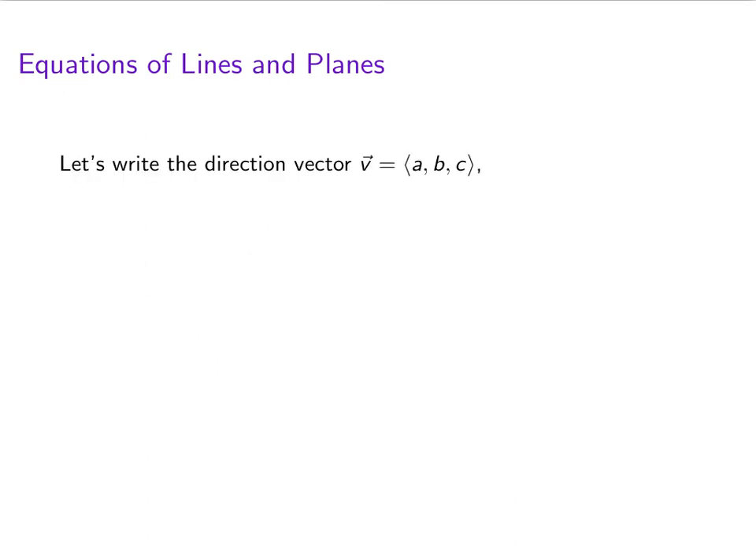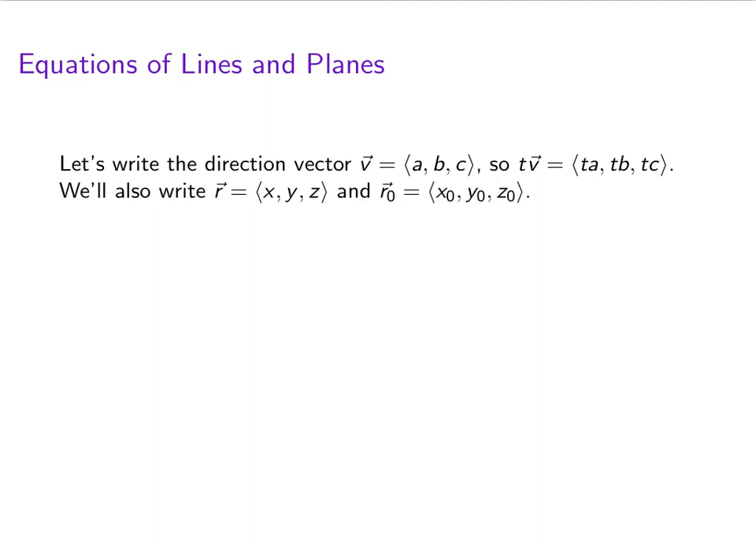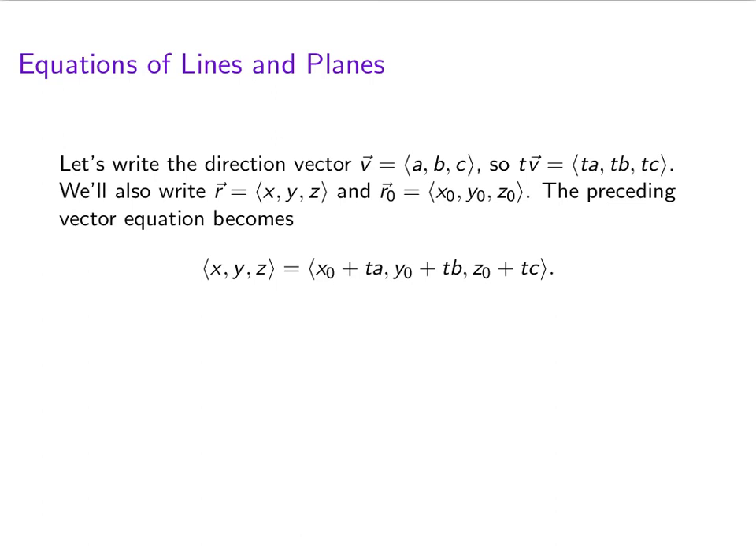Now let's go ahead and write our direction vector in component form as ⟨a, b, c⟩. So t times the vector V is ⟨ta, tb, tc⟩. Now we'll also write r as an arbitrary vector ⟨x, y, z⟩, and r0 is equal to ⟨x0, y0, z0⟩. So bear in mind that ⟨a, b, c⟩ is fixed, r0 is fixed, the other values can vary. So our vector equation becomes ⟨x, y, z⟩ is equal to ⟨x0 + ta, y0 + tb, z0 + tc⟩. So we're just plugging everything in.